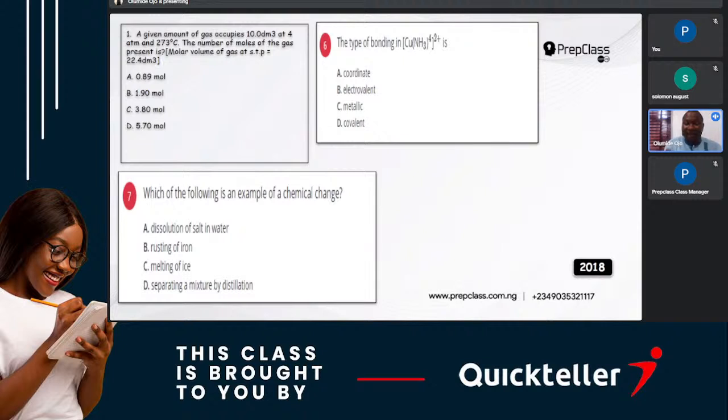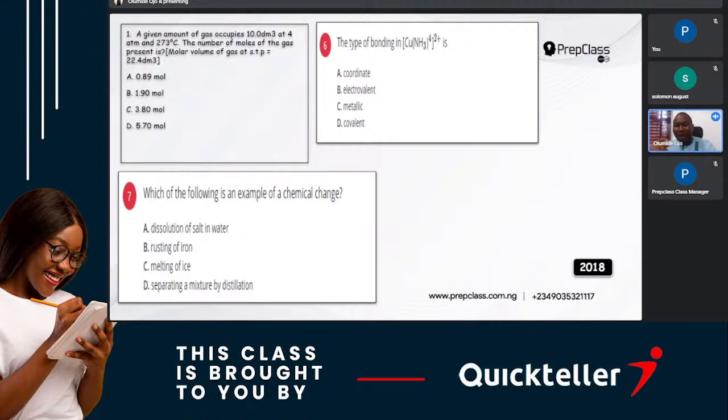For example, if I put my salt in water, I can still evaporate it to get my salt back. That's a physical change, while a chemical change is irreversible. If I burn my firewood, it turns to ashes. Can I get my wood from the ashes back again? No. So that's a chemical change.